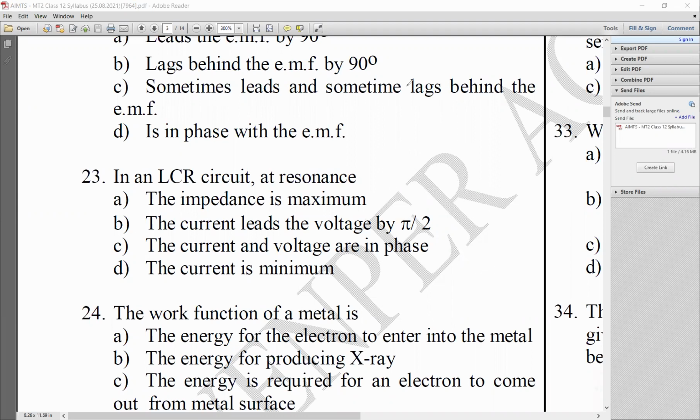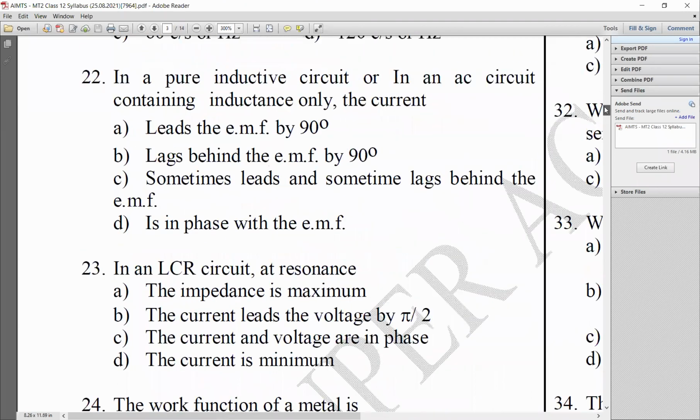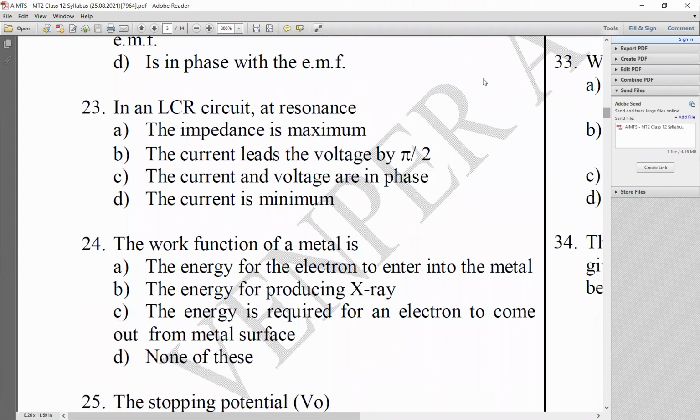Question 24. The work function of a metal. What is work function? Work function is nothing but the minimum energy required for an electron to come out of the metal. The energy of an electron to enter the metal, wrong. The energy for producing X-ray, no. Energy required for an electron to come out of the metal surface. C is correct.